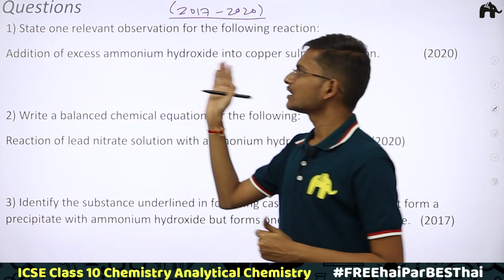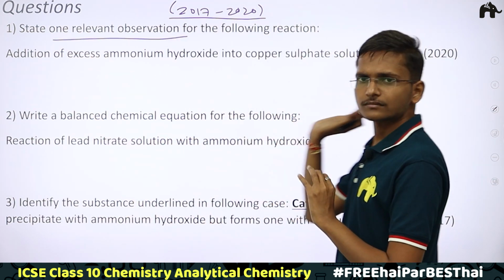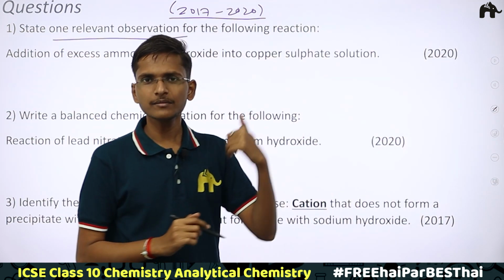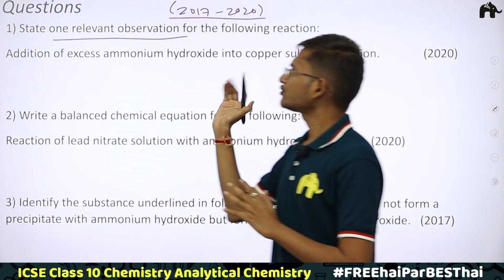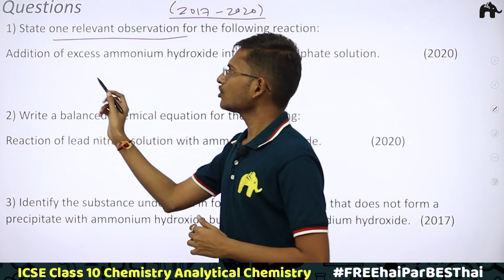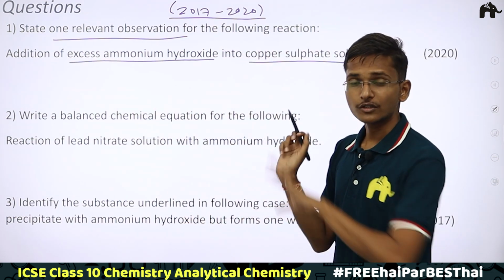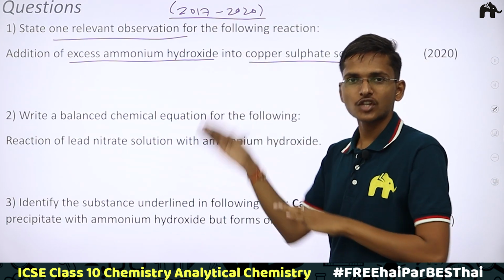So the first one is: state one relevant observation for the following reaction. Now this was asked in your 2020 exam. So the observation we have to write down is for the addition of excess ammonium hydroxide into copper sulfate solution. Just now we have studied it in the chart.